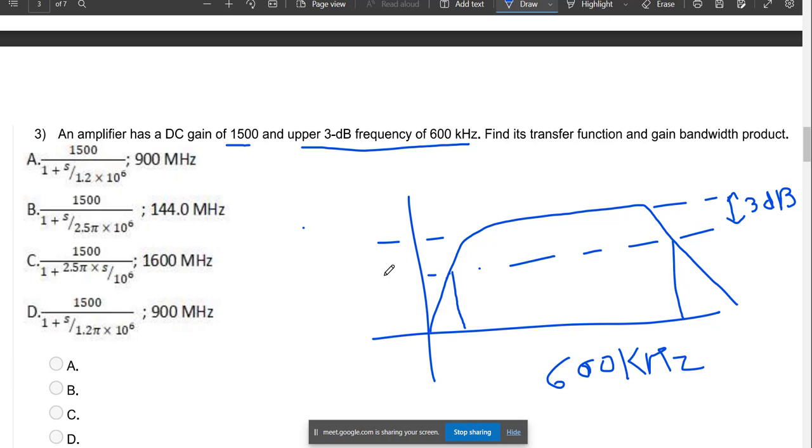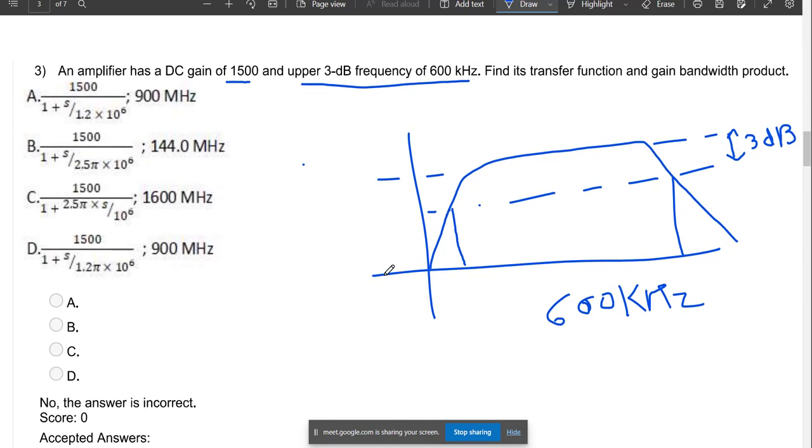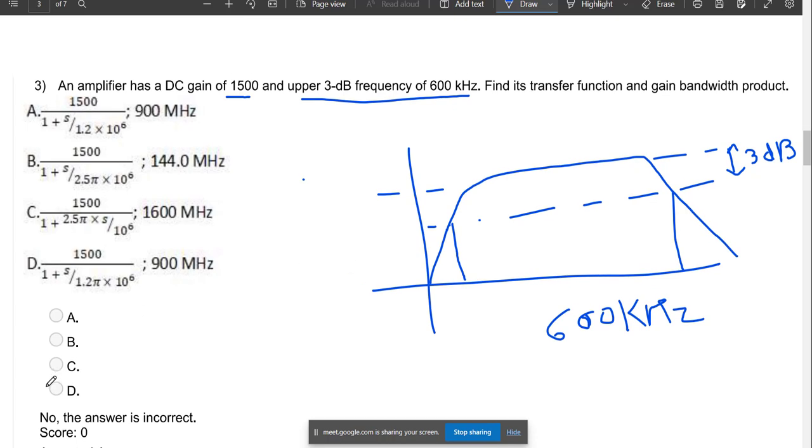Option D. Okay, what about others? What do others think? Same, ma'am. Okay, so option D is the correct option. Why do you think option D is the correct option?